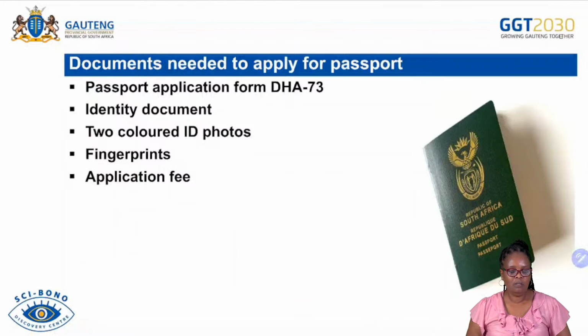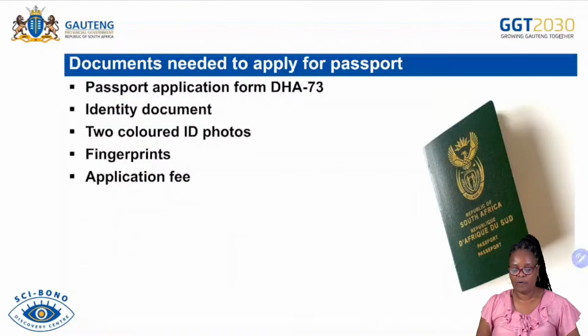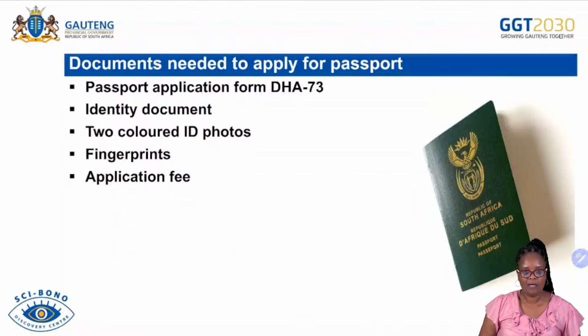You will need 2 colored ID photos. But now they are using that online system where they're taking your photos. You will also need to take fingerprints. The fingerprints will give history about you, the crimes that you have committed, if you have any. It's a clearance. Fingerprints give you clearance to show that you have no criminal record.